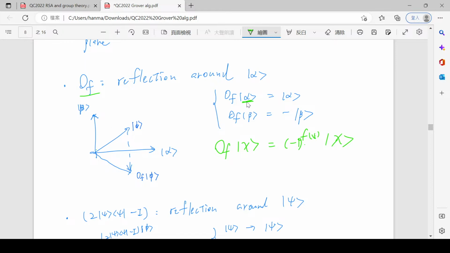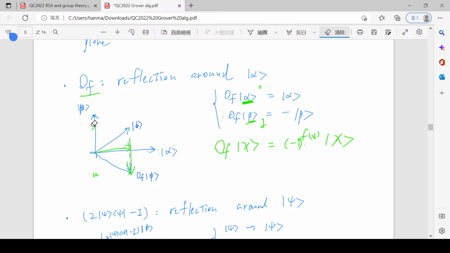But we know alpha are all the things with f of x equal to 0, and beta are all the things with f of x equal to 1. So beta, after getting applied OF, will become minus beta, and alpha will stay alpha. If you look at this two-dimensional space, it means that wherever you have a state here, you think about it as alpha and beta components. The beta component gets a negative sign, the alpha component stays the same. So what happens is you are going to reflect around alpha. You get to this state. Okay?